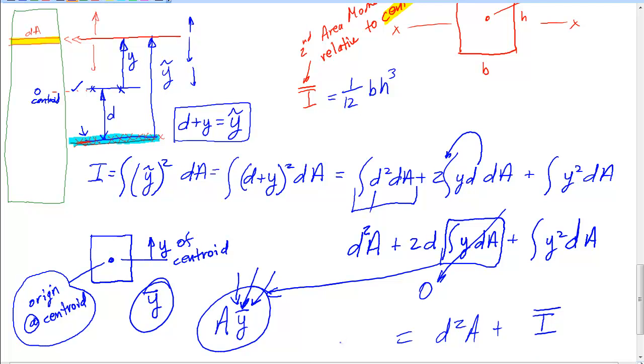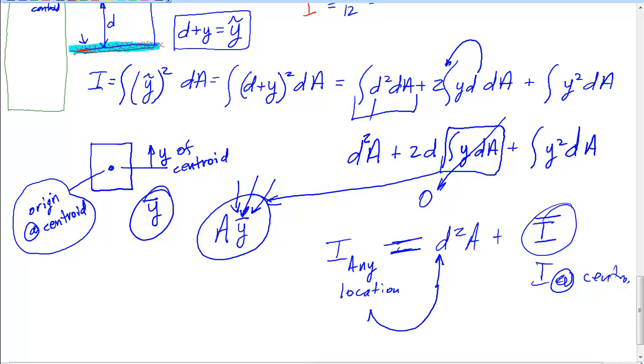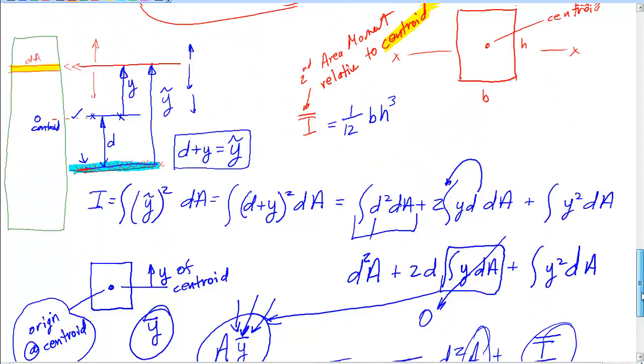So, what you end up with is the parallel axis theorem. I of any location is equal to the I at the centroid plus the distance you move, the distance between this location and that location, squared, times the area of the object. Now, hopefully that all made sense.